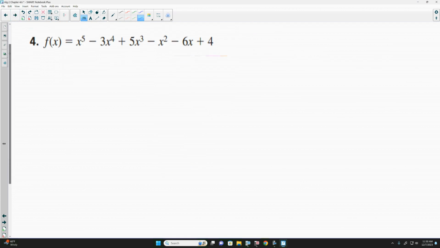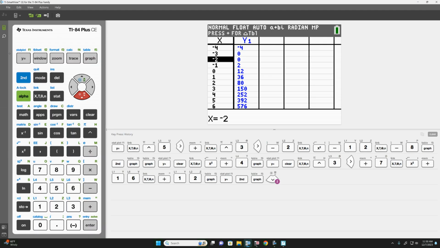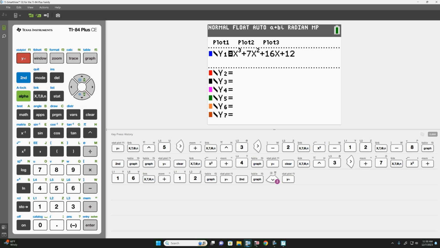X to the fifth minus 3x to the fourth plus 5x cubed minus x squared minus 6x plus 4. Again, let's type it into the graphing calculator first. Let's let it do some of the heavy lifting.